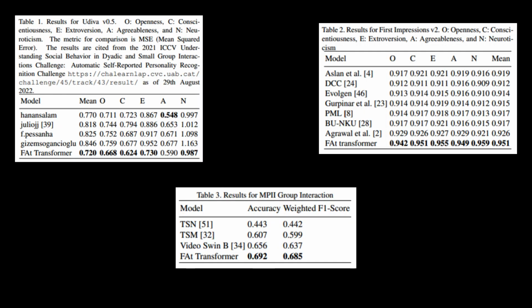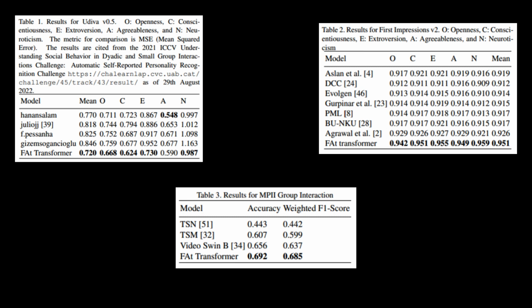We test our model on 3 datasets and compare it against previous work done on these datasets in the state of the art. We have 2 datasets for personality recognition, Udiva and first impressions, and one for action recognition in a group interaction scenario, which is MPII Group Interaction dataset. We achieve state-of-the-art results for all the 3.